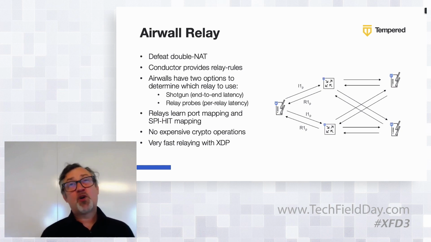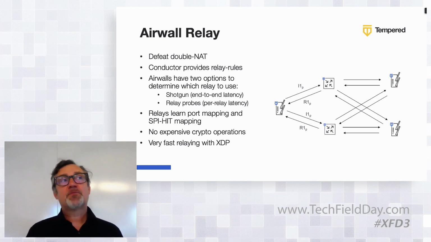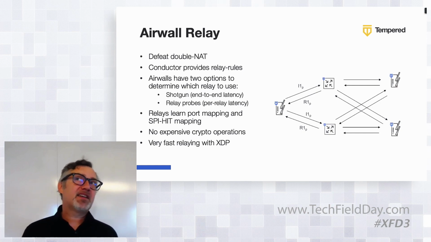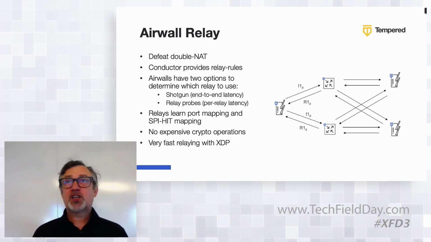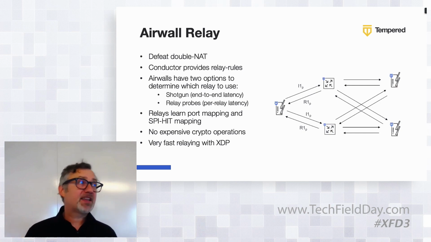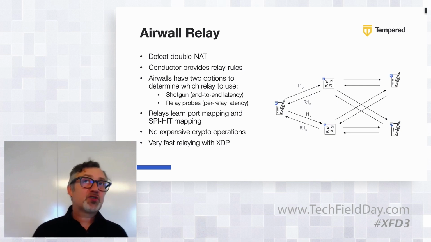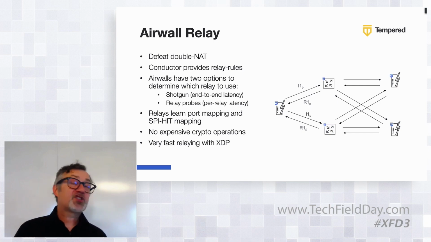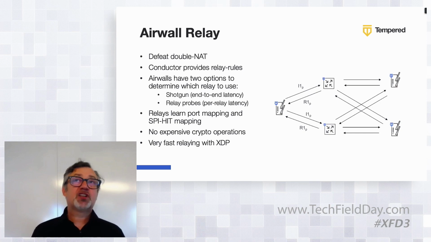The other approach is what we call relay probes. Relay probes is a more lightweight approach, where each air wall sends a special I1 packet to each of the relays that it has. The relays will just respond with an R1 packet, and the air wall uses that just to time the exchange and keeps an exponential average. Then it's going to try the fastest relay first in order to do the base exchange.